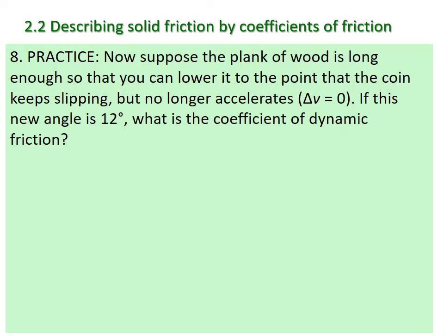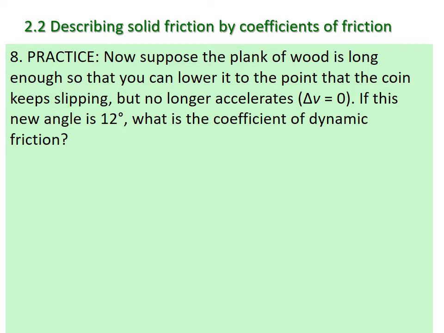Okay, so in this practice problem 8, it's pretty much like number 7. Now suppose the plank of wood is long enough so that you can lower it to the point that the coin keeps slipping but no longer accelerates. So just like before, all of the forces on the object are canceled. So the resultant force, the net force in any direction acting on the object is 0. So if this new angle is 12 degrees, what is the coefficient of dynamic friction?